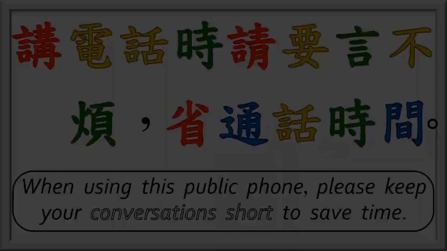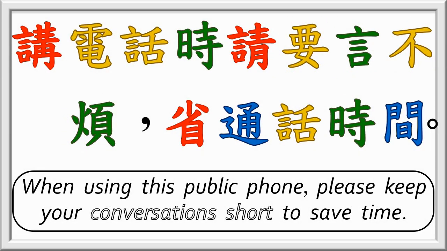要言不凡 is an idiom which translates as English succinct. Literally, important words, none of which are superfluous. Here's another example from a notice posted on a student dormitory public telephone before the invention of cell phones. 讲电话时，请要言不凡，省通话时间。When using this public phone, please keep your conversations short to save time.